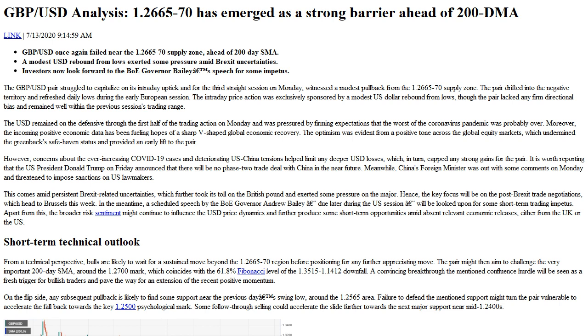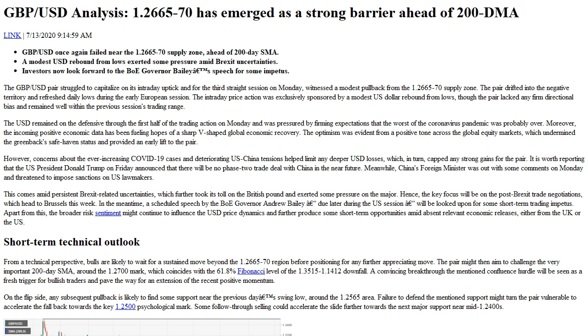The GBP USD pair struggled to capitalize on its intraday uptick and, for the third straight session on Monday, witnessed a modest pullback from the 1.266570 supply zone. The pair drifted into negative territory and refreshed daily lows during the early European session. The intraday price action was exclusively sponsored by a modest US dollar rebound from lows, though the pair lacked any firm directional bias and remained well within the previous session's trading range.